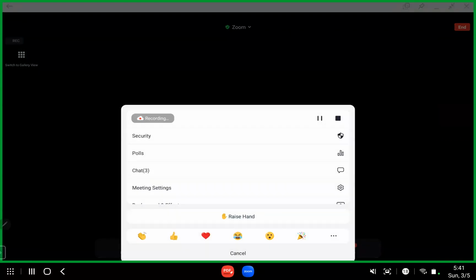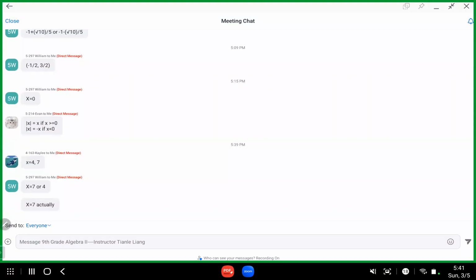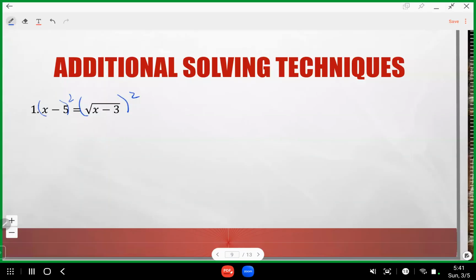All right, so let's see. Do we have answers? X is equal to 4 or 7, and William says you said previously x is equal to 7, 4, and you didn't like x is equal to 4, so you only said x is equal to 7, and that's actually the correct answer. Very good. So remember to check. That's one of the key things about this: you need to remember to check your answer every time.